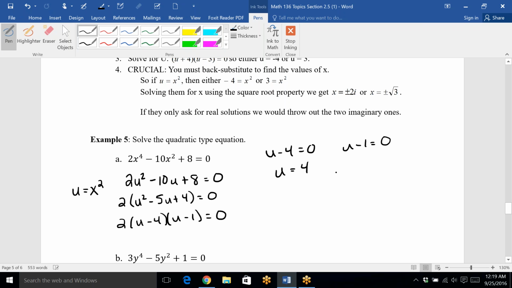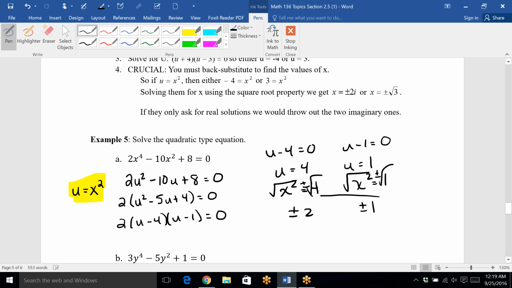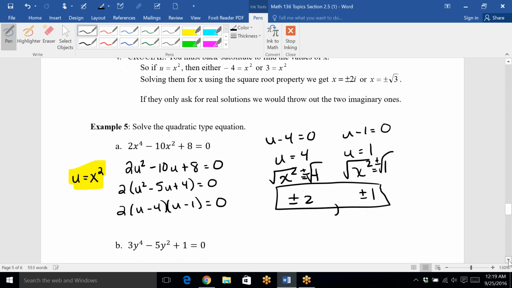We get u equals positive 4 and u equals positive 1. But remember, we don't care about the u, we care about the x squared. So we need to back substitute. So x squared equals 4 and x squared equals 1. We need to take the square root of both sides, not forgetting our plus or minus. So we get plus or minus 2 and plus or minus 1. So 4 solutions altogether.